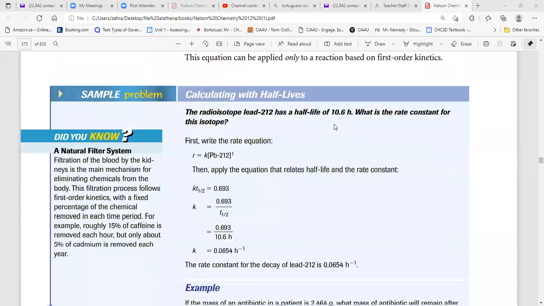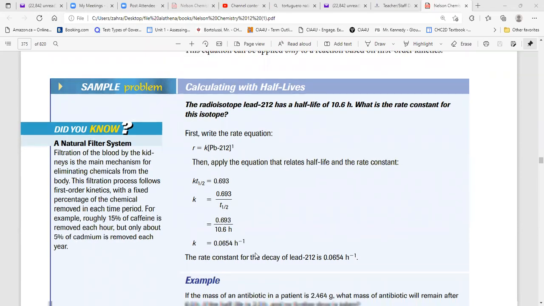The radioisotope lead has a half-life of 10.6 hours. What is the rate constant? But easy, K multiplied by T half is that. So you have half-life, which is 10.6 hours. You just sub that in and you will have the rate constant K.